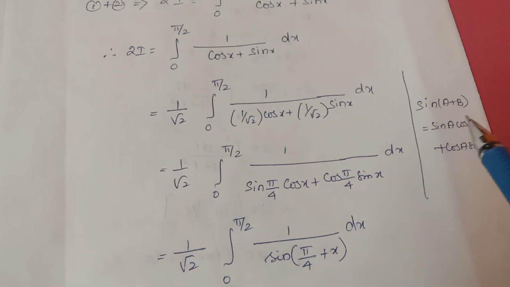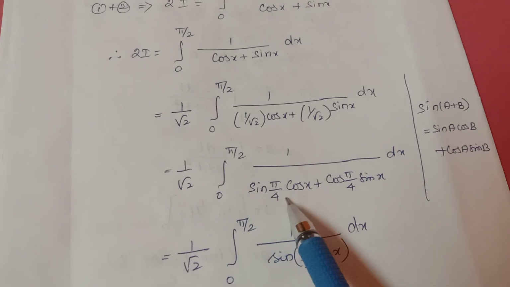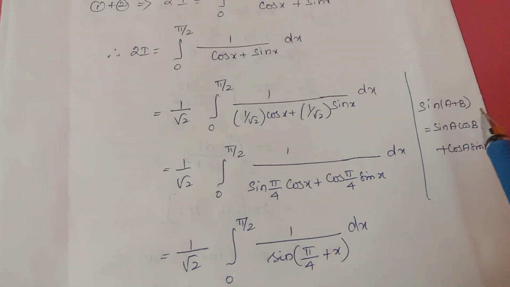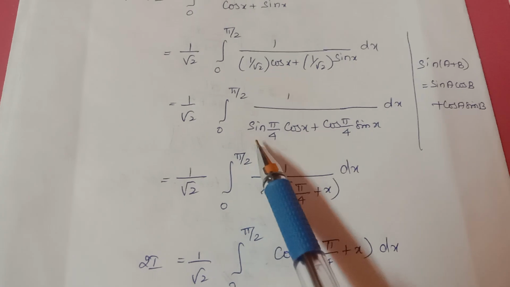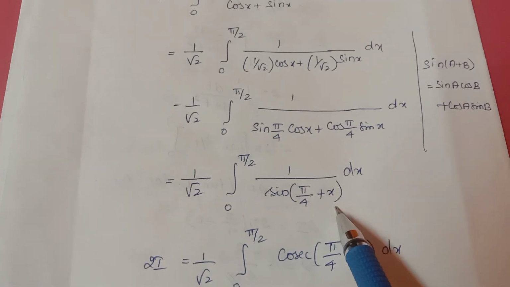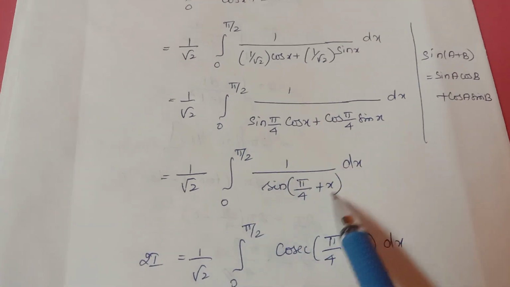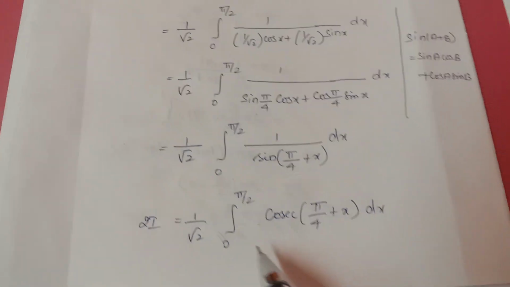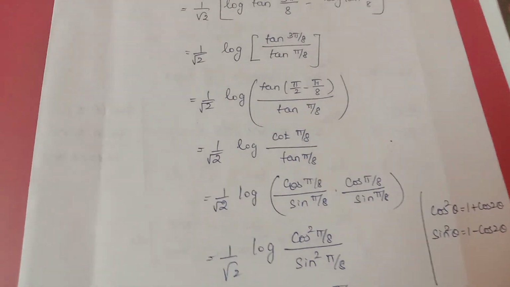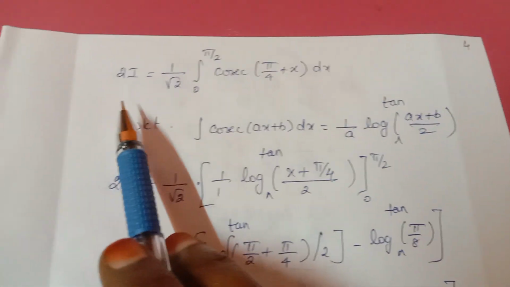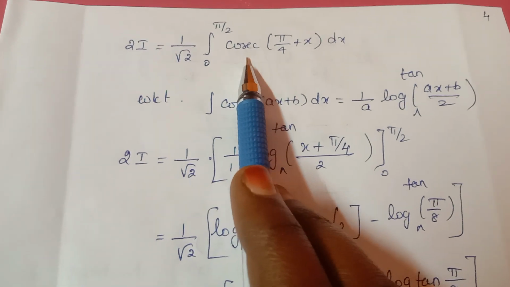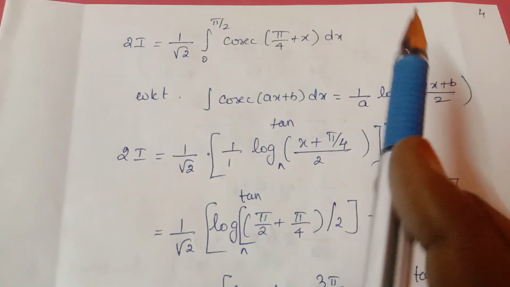So this will take the form sin a cos b plus cos a sin b, isn't it? What is sin a cos b plus cos a sin b? It is nothing but sin of a plus b. So instead of this full term, I can write it as sin of pi by 4 plus x. So simply it is 1 by sin. 1 by sin means cosecant. So it is equal to cosecant of pi by 4 plus x. So my integral is now 2y equal to 1 by root 2 integral 0 to pi by 2 cosecant of pi by 4 plus x dx.